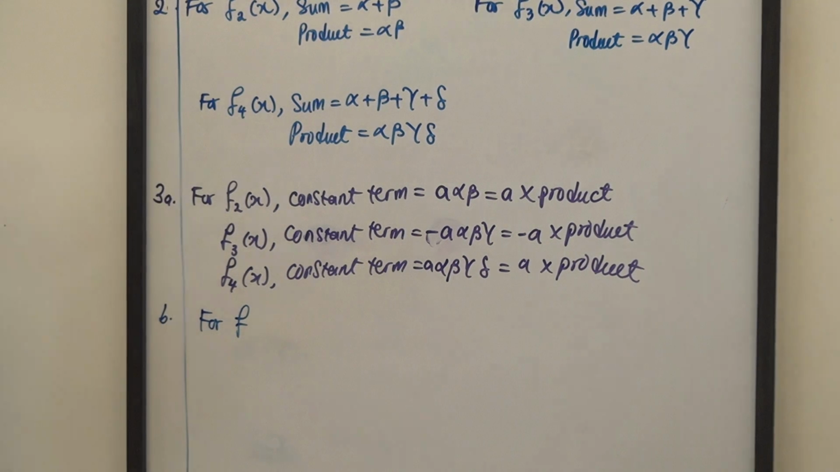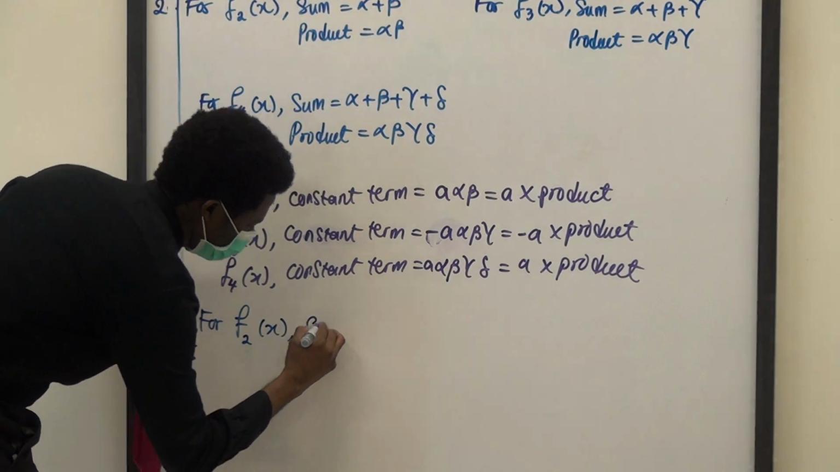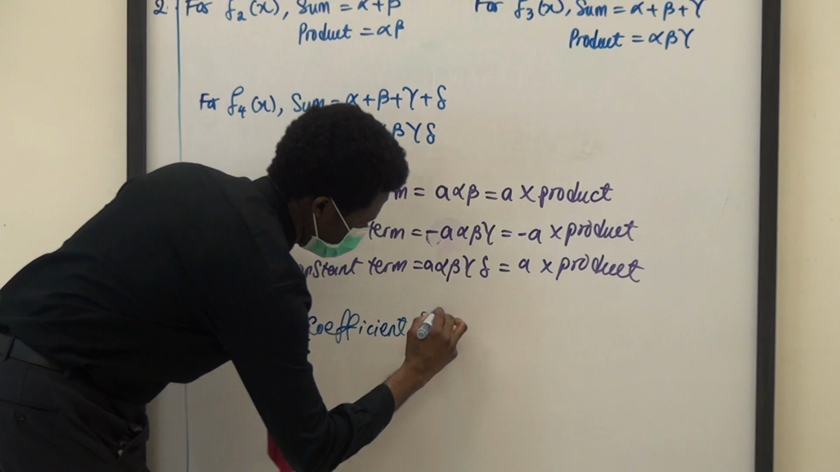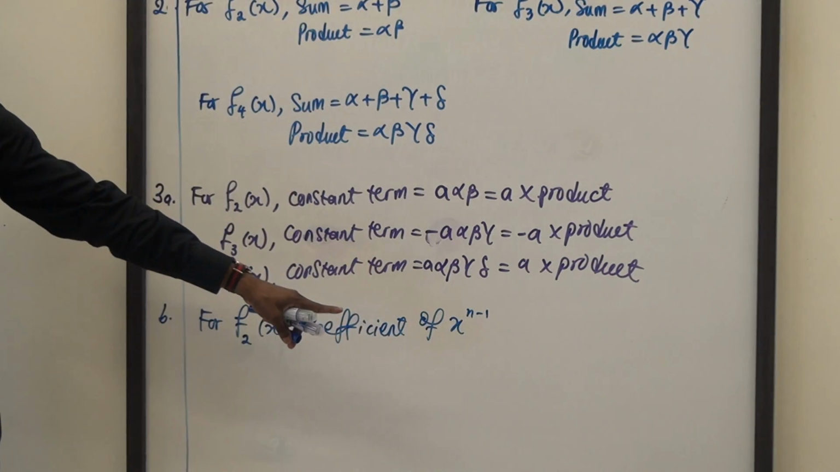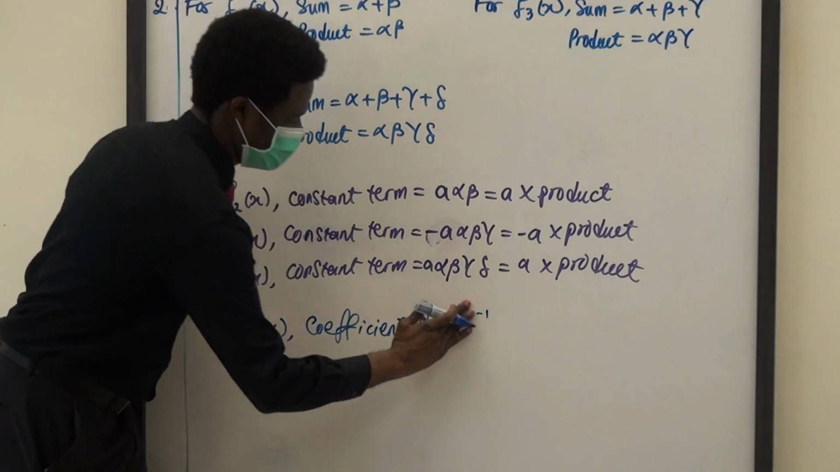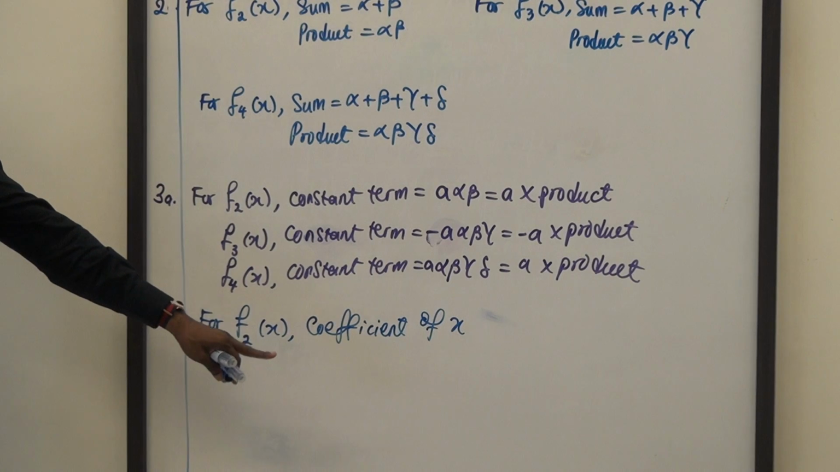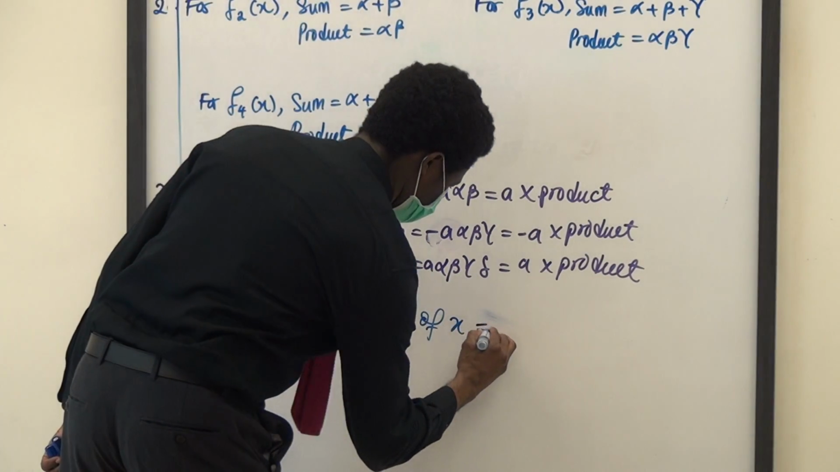I think for this one, it's the same for the second term, right? Okay, for F2 of x, the coefficient of x to the power n minus 1. Instead of x to the power n minus 1, I'm just going to say coefficient of x. Agree? Because that is the n minus 1 in this case. Coefficient of x is what?